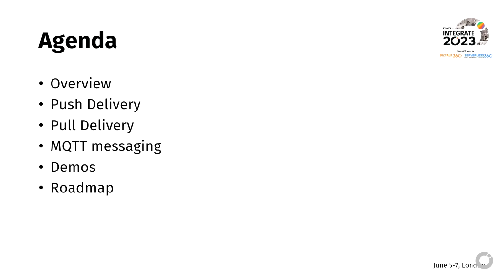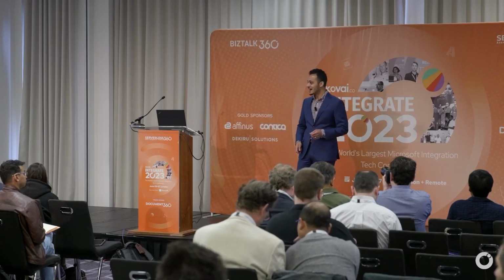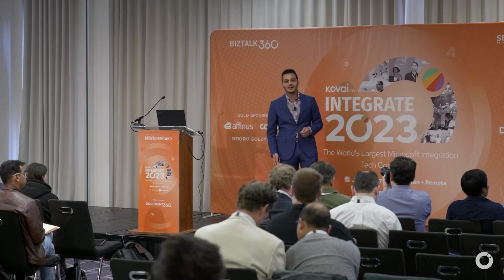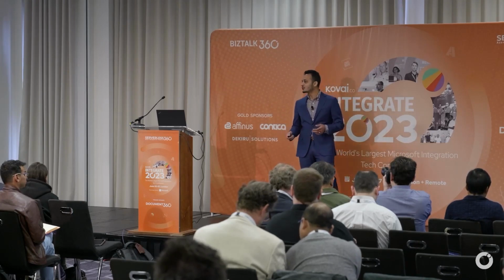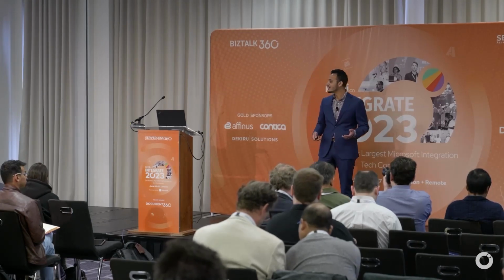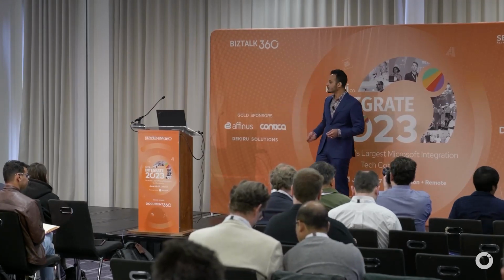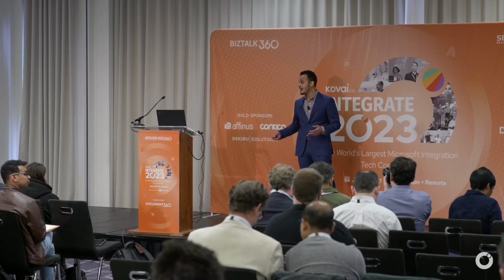To start, I'll just go through a little bit of an overview of Azure Event Grid. We'll talk about push delivery. Then I'll dive straight into the brand new features that we just added into Azure Event Grid. First, the pull delivery. Then I'll talk a little bit more about MQTT messaging. For each of them, we'll go through the features that we added, and we'll see cool live demos of each of them. And then finally, we'll end with the roadmap and what features we have ahead of us.